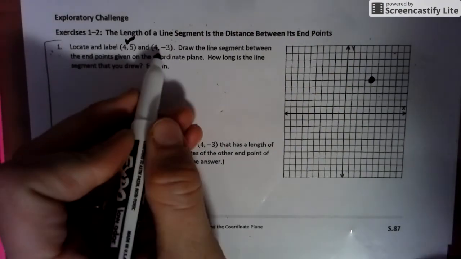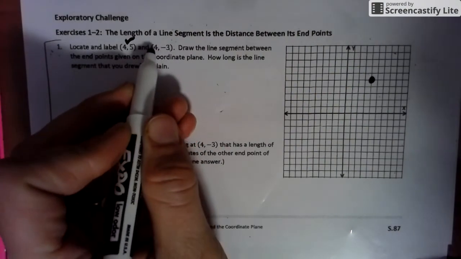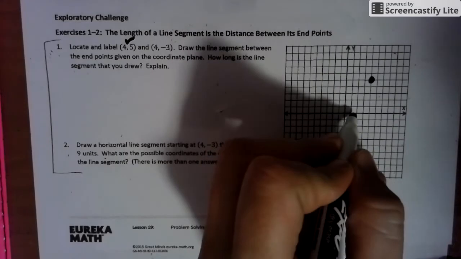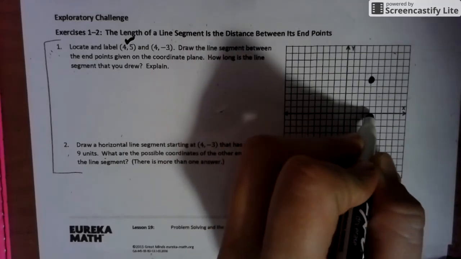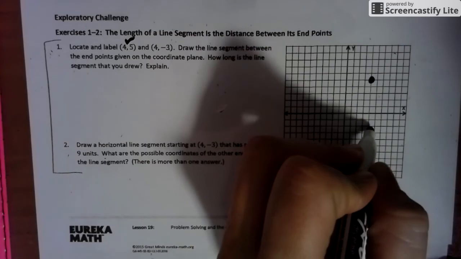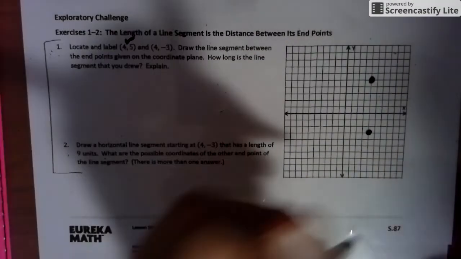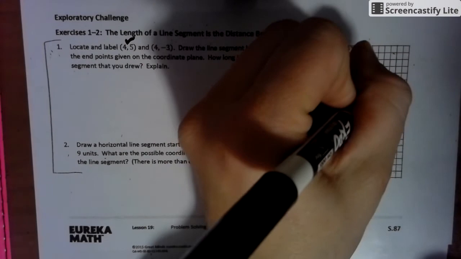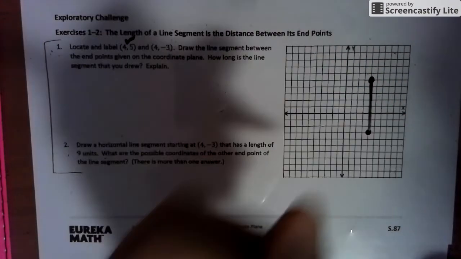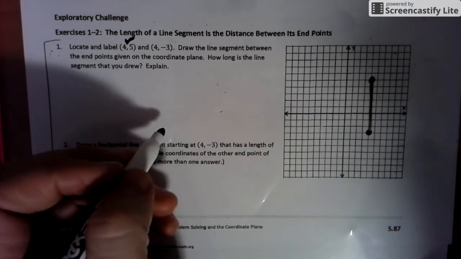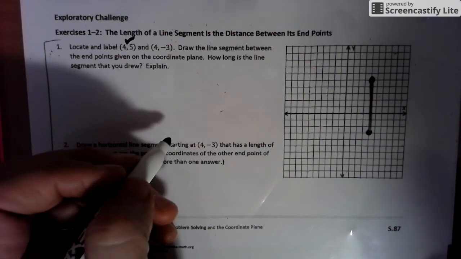Did that. Now I'm going to look for (4, negative 3). So that's over to the 4 positive, and then down 3: 1, 2, 3. Now draw the line segment between the two endpoints. It's nice because we've got a straight line we can follow. And this is how long the line segment that you drew is.